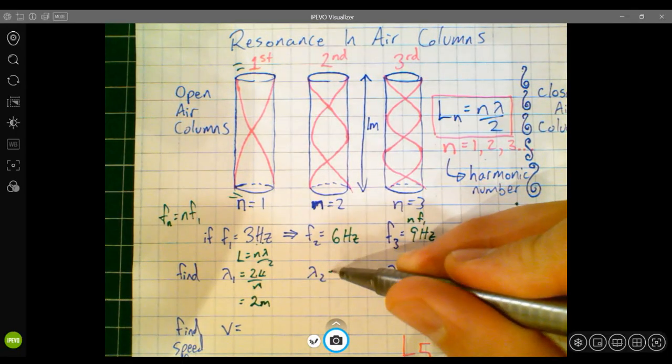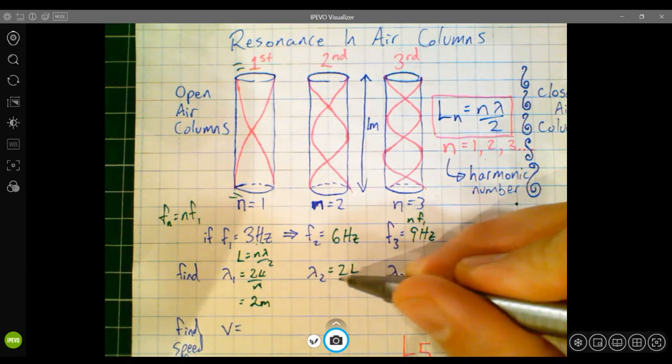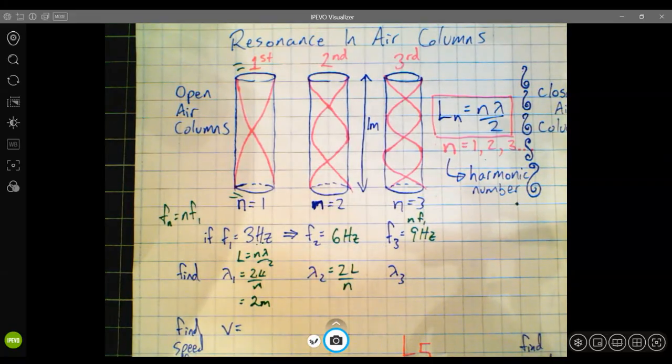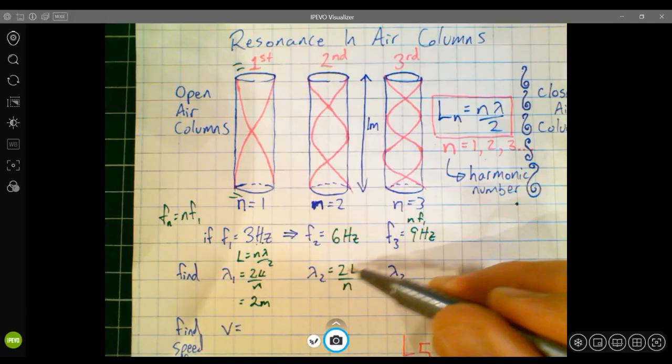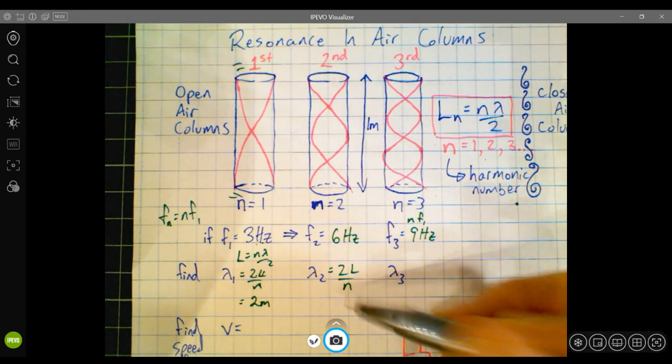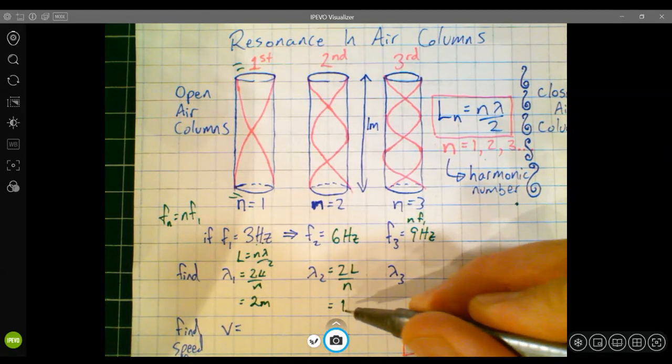Let's take a look at this one. Again, it's 2L over n. This time, though, the n is equal to 2. So 2 times 1 meter divided by 2. Lambda 2 is equal to 1 meter.